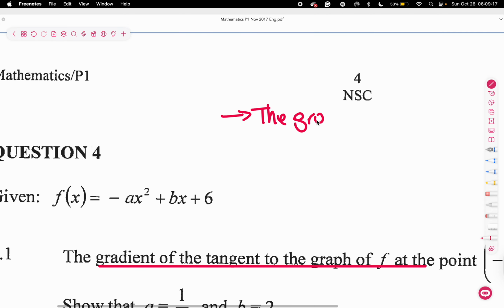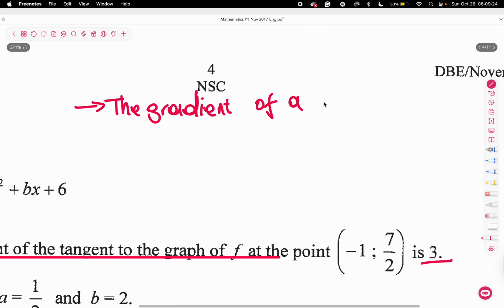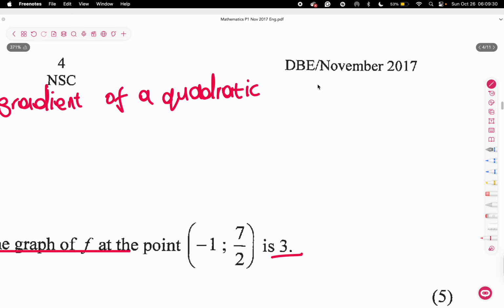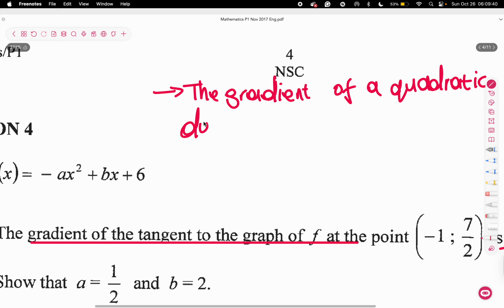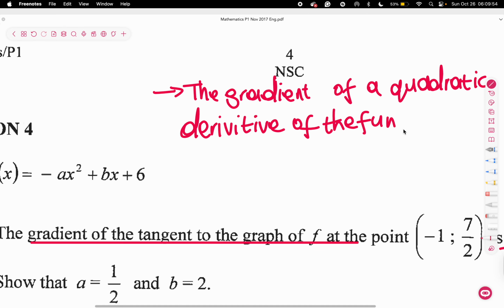The gradient of a quadratic function is the derivative of the function.